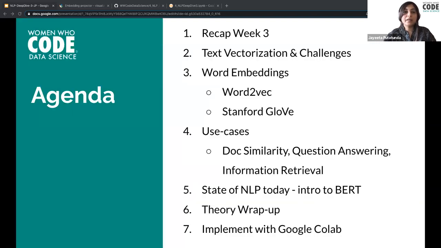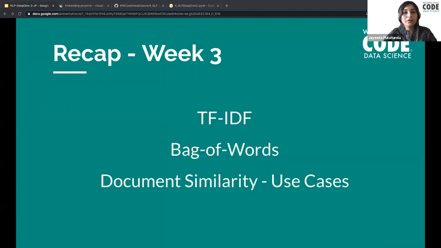The agenda for today: we're going to take a quick recap from week three. We're going to look at what is text vectorization and word embeddings. We'll go over some of the use cases of Word2Vec, Stanford GloVe models, and BERT embedding models. We'll also run through some use cases at a high level, like doc similarity, question answering, and information retrieval. We'll slightly cover an overview of what BERT is and the state of NLP today, so that you have a baseline understanding of how it's structured, and then you can go from there and start learning a little deeper in each of these segments. At the end of it, we will implement it in the Google Colab notebook in the second section of the series.